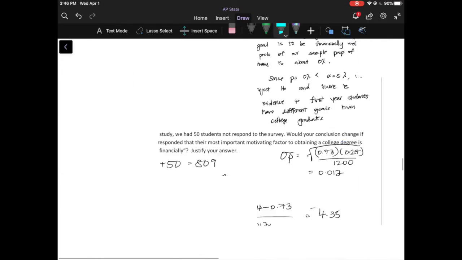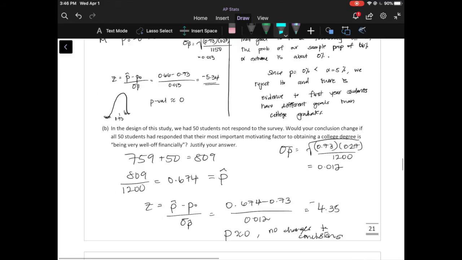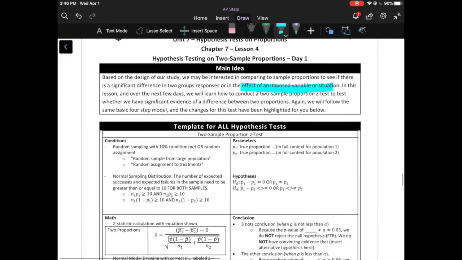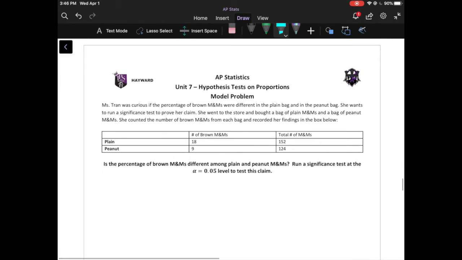Our model problem for today says that Ms. Tran was curious if the percentage of brown M&Ms was different in the plain bag and in the peanut bag. She wants to run a significance test to prove her claim. She went to the store and bought a bag of plain M&Ms and a bag of peanut M&Ms. She counted the number of brown M&Ms from each bag and recorded her findings in the box below.